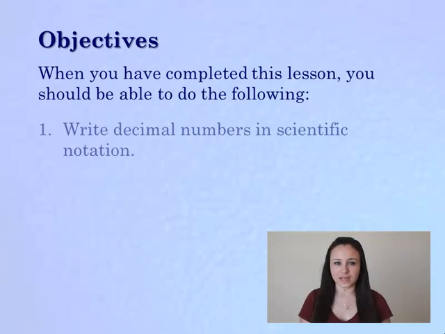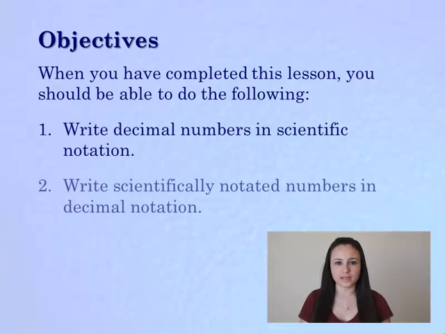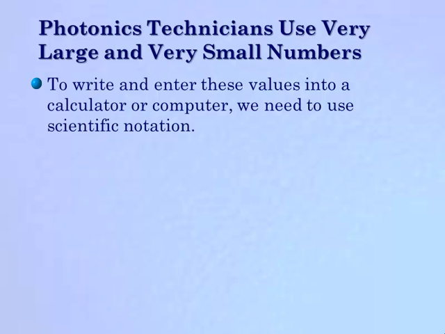When you've completed this lesson, you should be able to write decimal numbers in scientific notation and also be able to write numbers that are in scientific notation back into decimal notation. Photonic technicians need to use very large and very small numbers. So to write these numbers into a calculator or a computer, we need to use scientific notation.